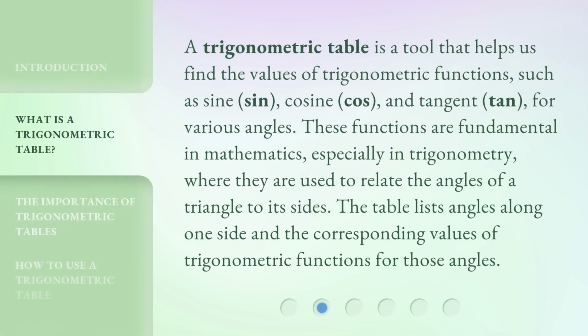A trigonometric table is a tool that helps us find the values of trigonometric functions, such as sine (sin), cosine (cos), and tangent (tan), for various angles. These functions are fundamental in mathematics, especially in trigonometry, where they are used to relate the angles of a triangle to its sides. The table lists angles along one side and the corresponding values of trigonometric functions for those angles.